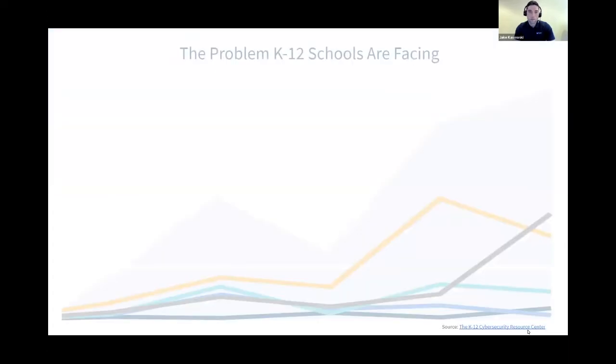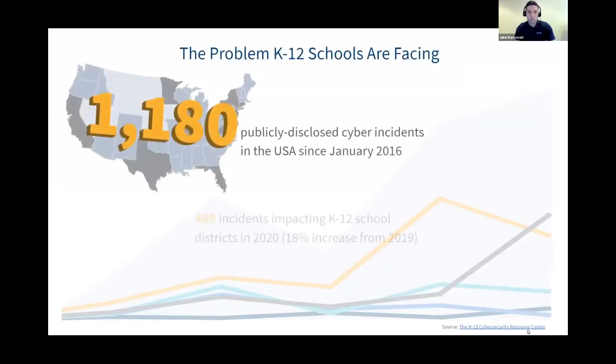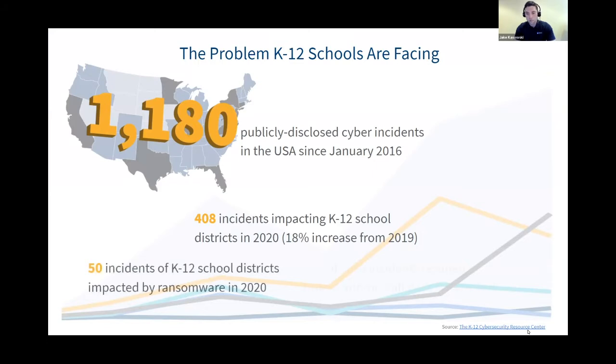So why are we still talking about ransomware and phishing today in schools? Frankly, it's still a problem schools are continuing to face. From the K12 Cybersecurity Resource Center, over 1,100 publicly disclosed cyber incidents in the US have been reported since January of 2016. There were 408 incidents in 2020, which was an 18% increase from 2019. And 50 of those last year were ransomware incidents. So the numbers continue to go up. And 36% of those 408 incidents last year resulted in the exposure of student or staff data.